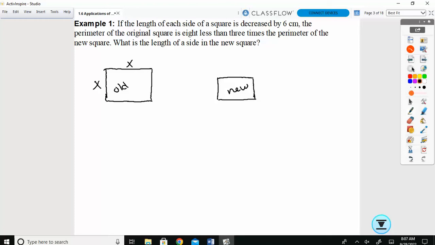So we've done the first step. Second step, I want everything in terms of the same variable. I don't want to come over here and say the new square is y. X minus 6. Right. I took the side and decreased it by 6. That means I subtracted 6. So the new one is x minus 6 on each side. So that's the second step. I put everything in terms of the same variable.